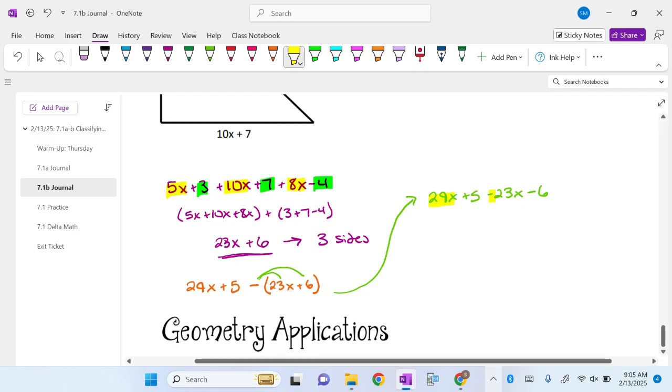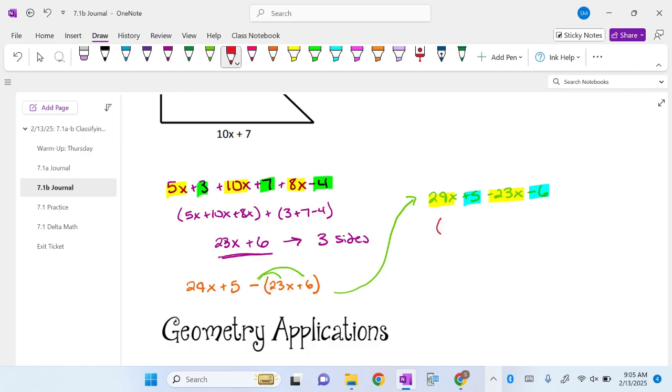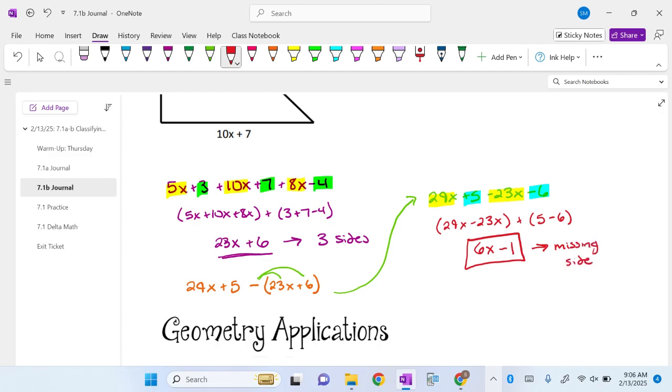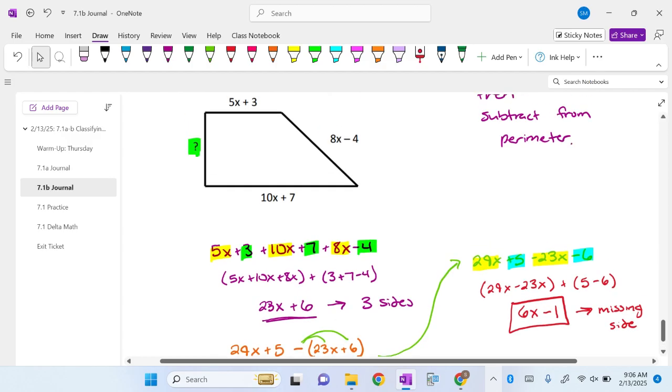All I did was change the signs within the parentheses because I distributed that negative. And then combine the like terms, the x's and the constants. This would be 29x minus 23x plus 5 minus 6. If we combine like terms, I would get 6x because that's 29 minus 23, and then 5 minus 6 is negative 1. So this right here is my missing side. In other words, this side up here, where the question mark is, would be 6x minus 1.